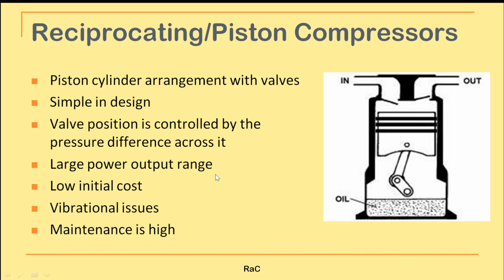Now coming to the first one, positive displacement compressor, reciprocating or piston type compressors. You can see here there is a piston connected to the connecting rod and a shaft. The piston is placed inside the cylinder with appropriate piston rings. There will be an inlet valve as well as outlet valve which will be operated depending on the pressure difference on either sides of the piston. There will be lubricating oil to maintain proper lubrication between the moving parts.